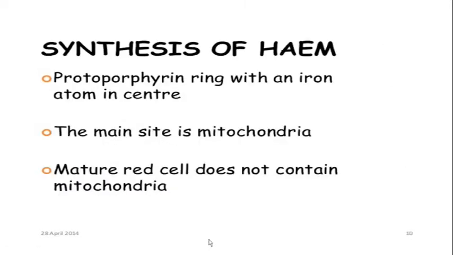The protoporphyrin ring, with an iron atom, constitutes the center of the hemoglobin chain, and the main site for the production of protoporphyrin is the mitochondria. But as the cell matures, it doesn't contain a nucleus or mitochondria.